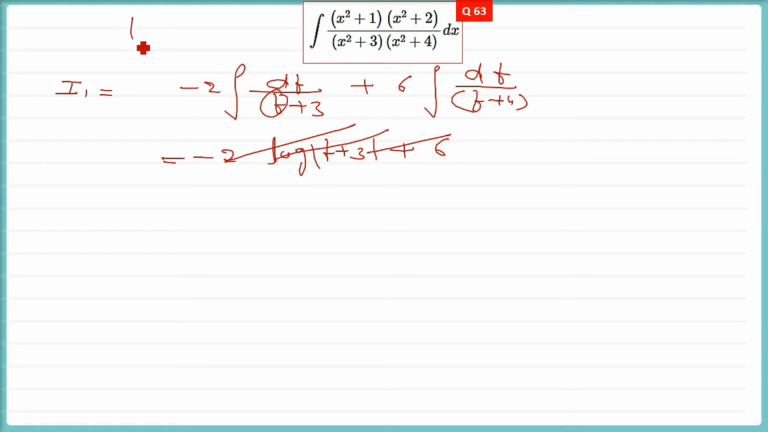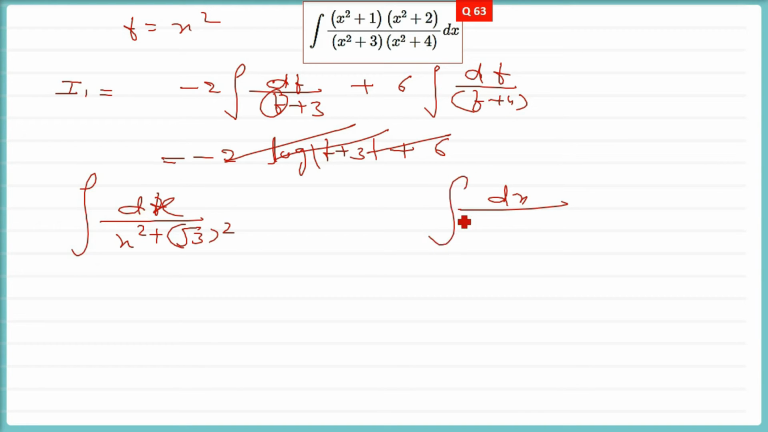And t was just taken as the alias or a different name for x square. So this dx divided by x square plus 3, because t was initially x square only. So dx divided by x square plus 3 can be written as root 3 whole square. And the second term is dx divided by x square plus 2 square. 4 can be written as 2 square. Now this is 1 by a tan inverse x by a.